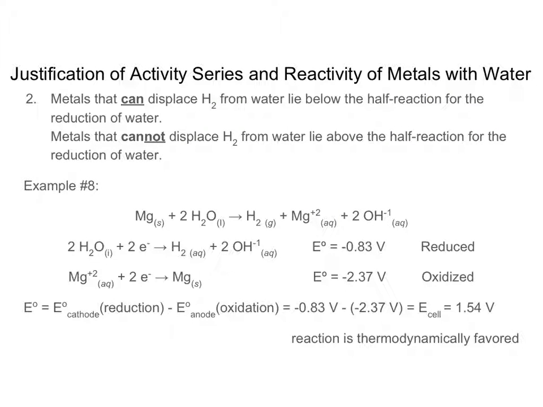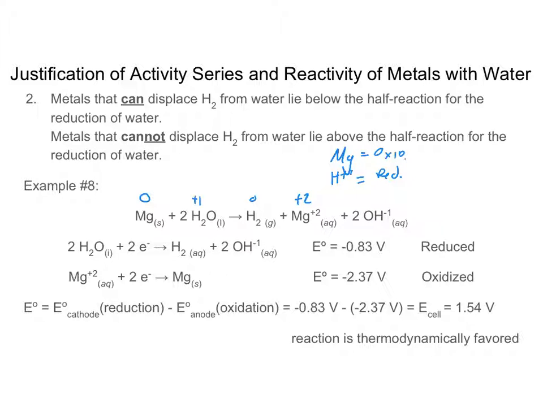Now, metals that can displace H2 from water lie below the half reaction for the reduction of water. Metals that cannot displace H2 lie above. So here again is the reaction that supports this. Magnesium starts as a 0, becomes a +2. Because magnesium has lost electrons, it's the one oxidizing. And hydrogen in this case is a +1, and there's a bunch of them, but it becomes a 0, so the hydrogen is reducing.